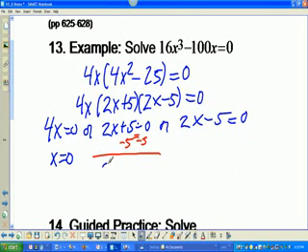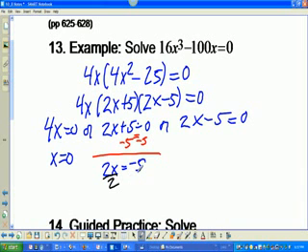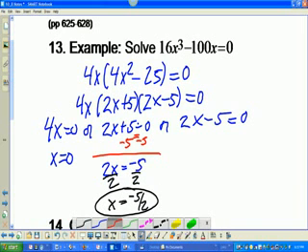So then I'll get 2x equals negative 5. So then I'll end up dividing both sides by 2 here. So x equals negative 5 over 2. Then I'll do the same thing in the last part.